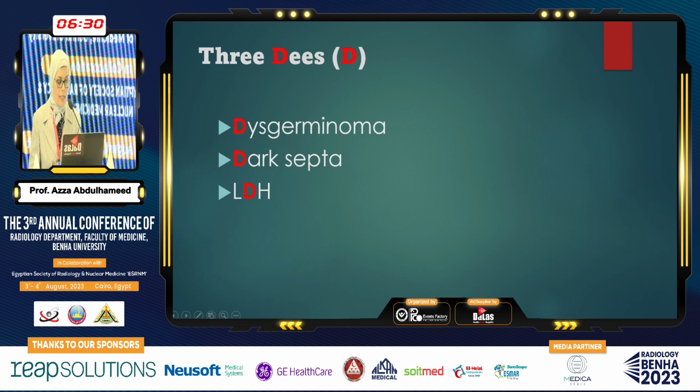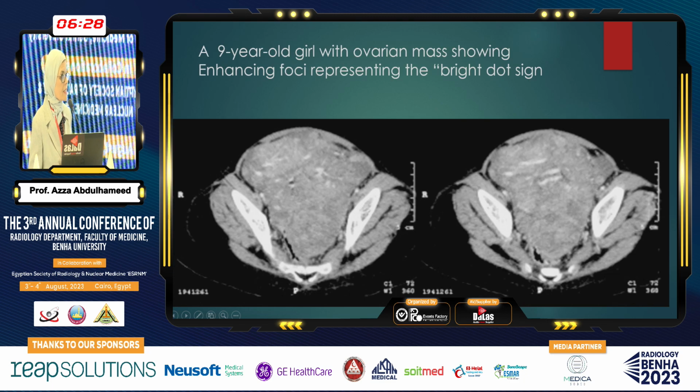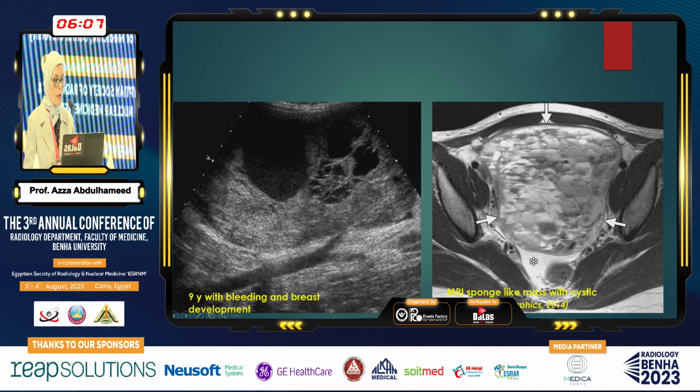The LDH is a tumor marker. This should also be a spot diagnosis. When you see these bright spots here, okay, the bright spots here representing the dilated enhancing vessels, typical for what? Yes, that's yolk sac tumor, bravo. Two different cases with the same pathology.